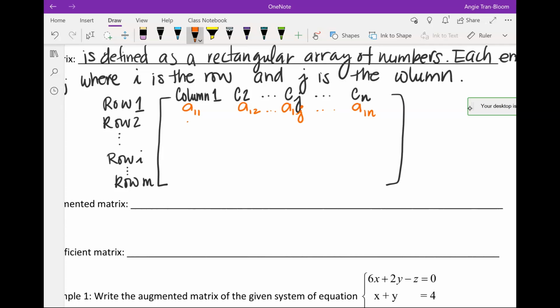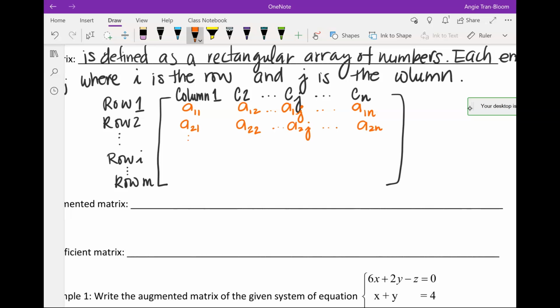Row 2 will be A subscript 2, 1. So row 2, column 1. Then this would be A subscript 2, 2. We're skipping a few. A2J, skip a few more, A2N. Okay, so that's what it means right there.